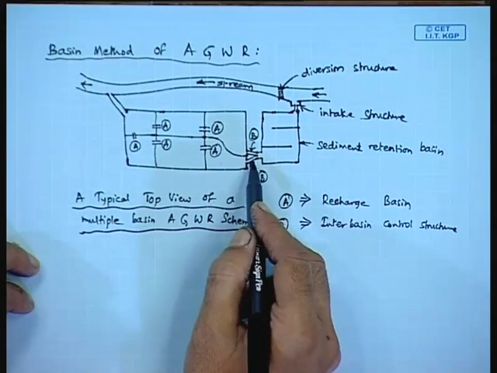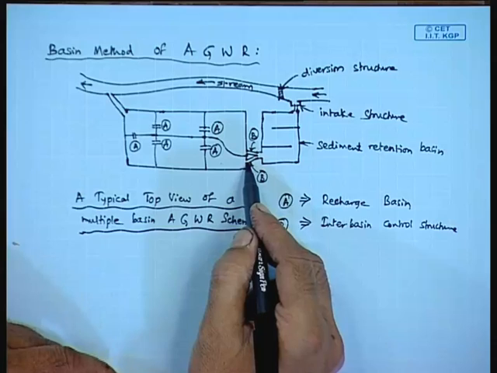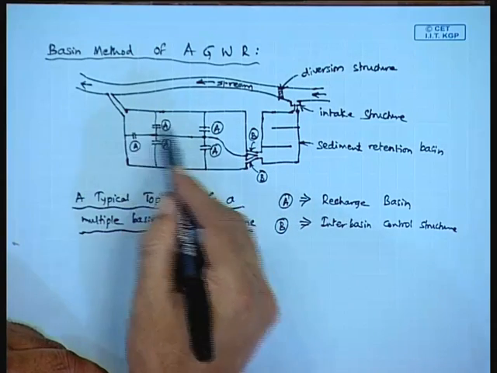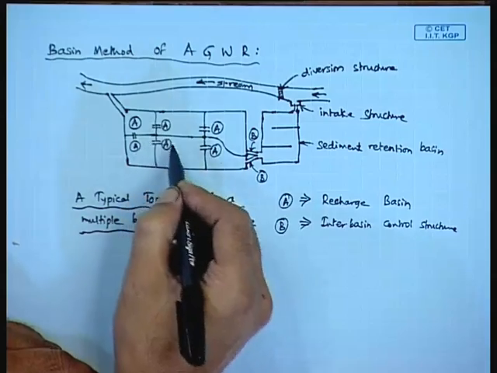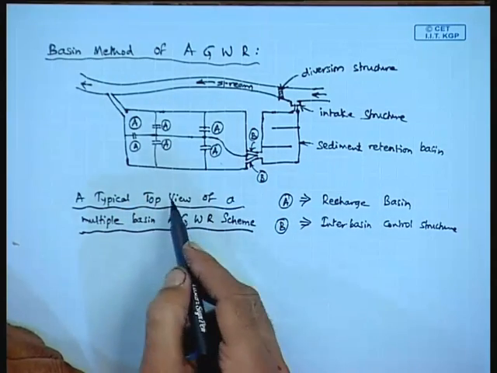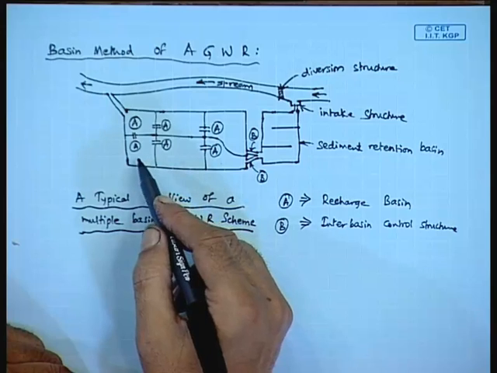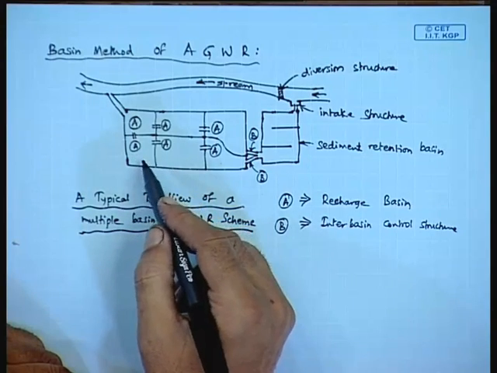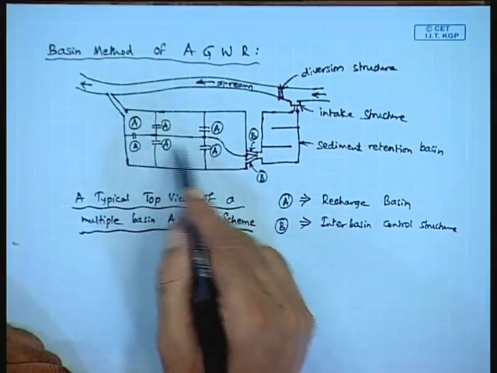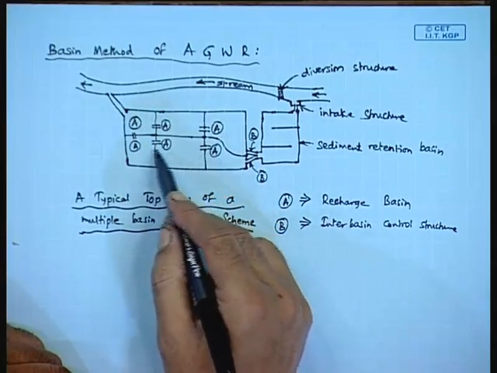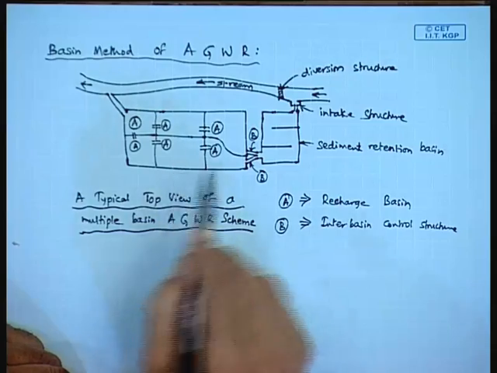So here, by closing the bottom one, that is the one below, we can ensure that these top three recharge basins can be recharged, and similarly if we close the top one, we can ensure that there is recharge only in these bottom three recharge basins. So like that.